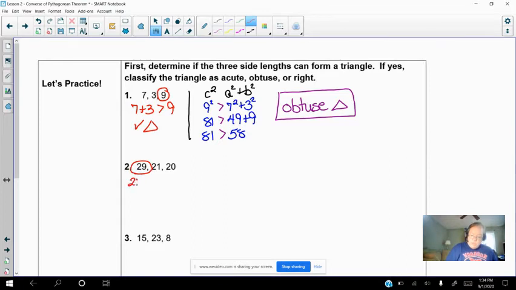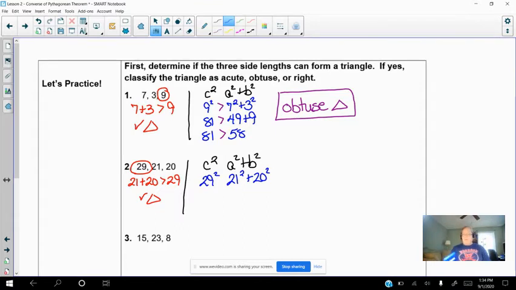Circle your largest. 21 plus 20 has to be greater than 29. 41 is greater than 29, so yes, we have a triangle. Now we're going to do C squared and compare that to A squared plus B squared. My value for C is 29. 21 plus 20. Okay, and I don't know 21 or 29. So 29 squared on my calculator, 841. 21 squared on my calculator, 441. I know 20 squared is 400. 841 compared to 841, this is equal. That means I have a right triangle.